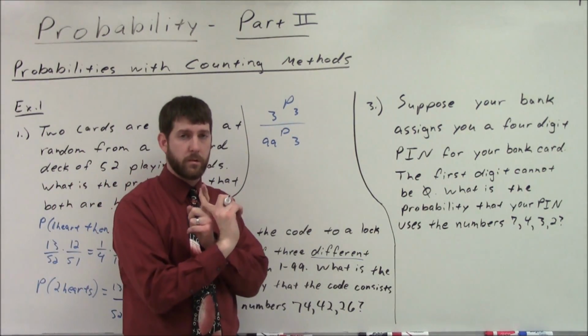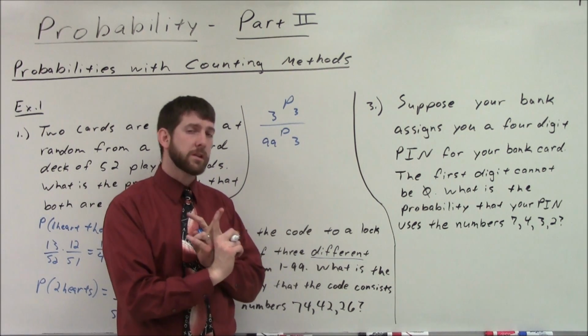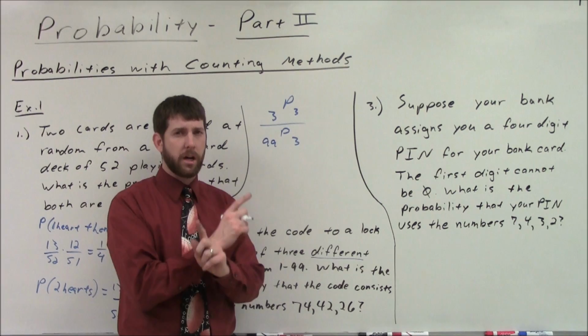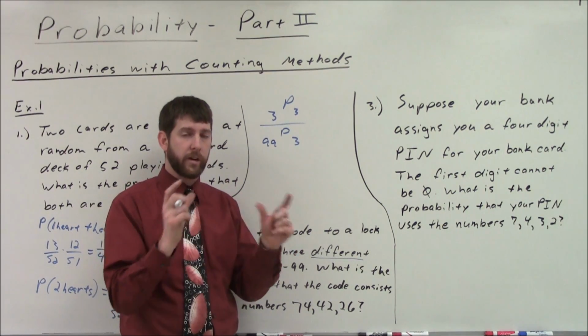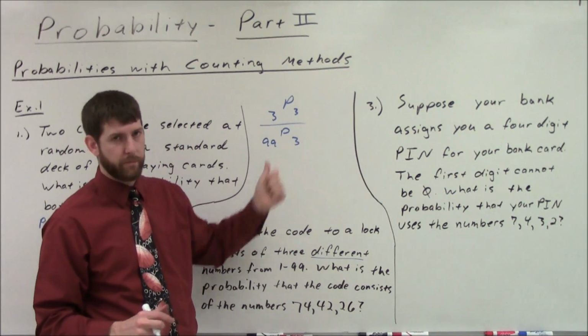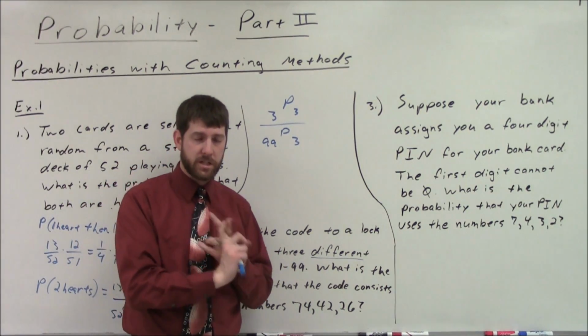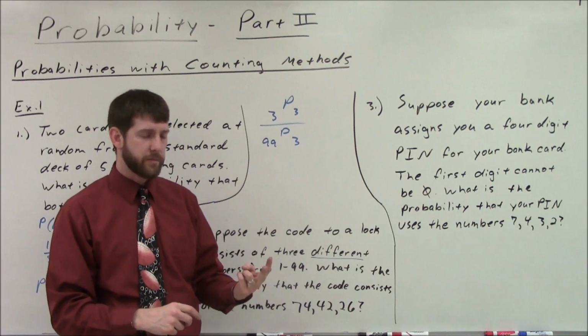So 1, 2, 3 is a code. 3, 2, 1 is also a code. So even though they use the same numbers, when we change them up, we get a different code, a different countable object. That's what tells us we're doing permutation. So remember this, if we cannot repeat and the order gives us a different countable object, then it's a permutation.